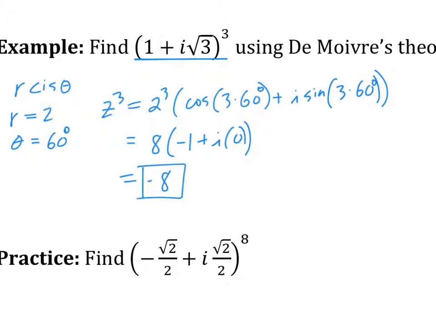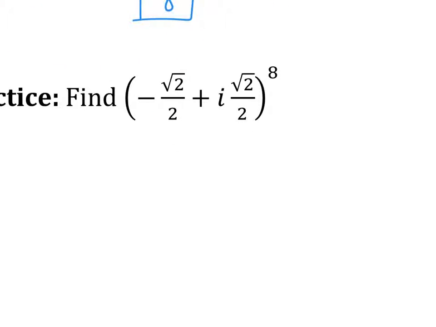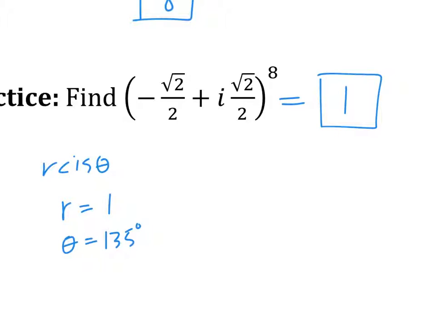It's a complex number to the 8th degree. All right, so again, change this into r cis theta first. All right, r for this problem is 1. Theta is 135 degrees. So then this whole thing is equal to 1 when you apply the formula.